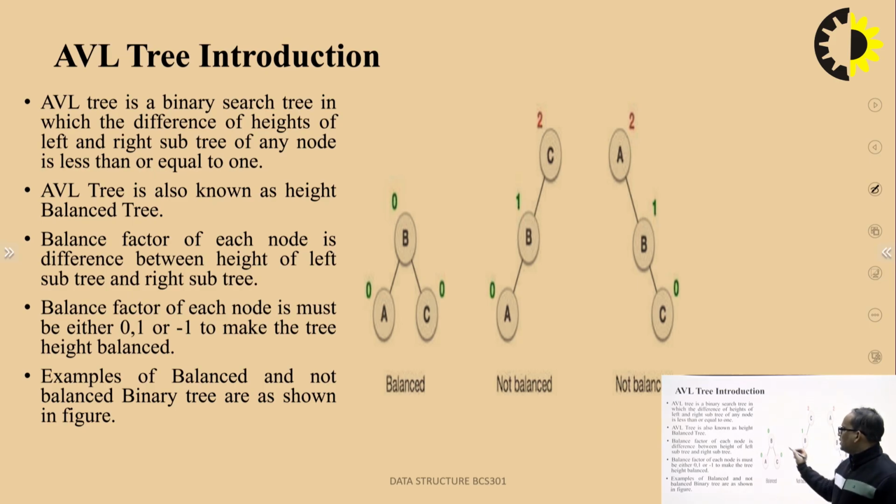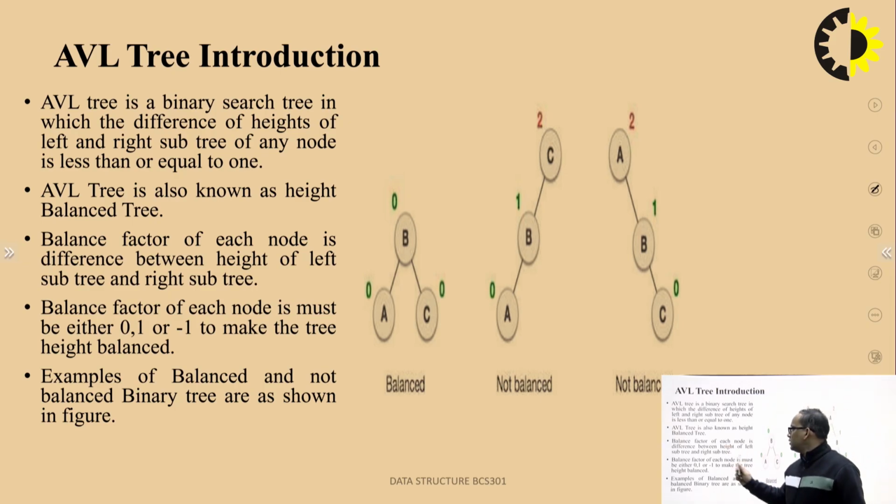Okay. Suppose, for example, this is a binary search tree. This is B, and the left child of B is A, and the right child of B is C. So, the balance factor of A is 0, the balance factor of C is 0, and the balance factor of B is also 0. We will discuss here what the balance factor is.